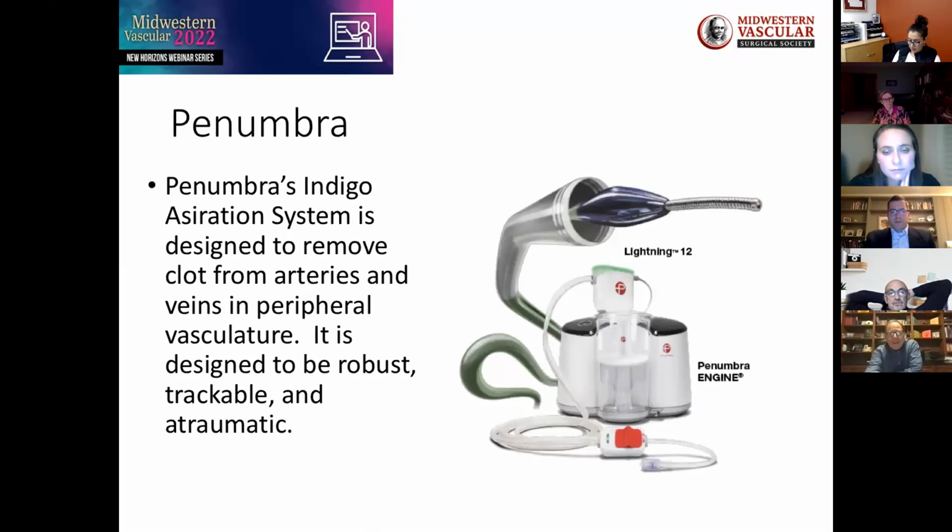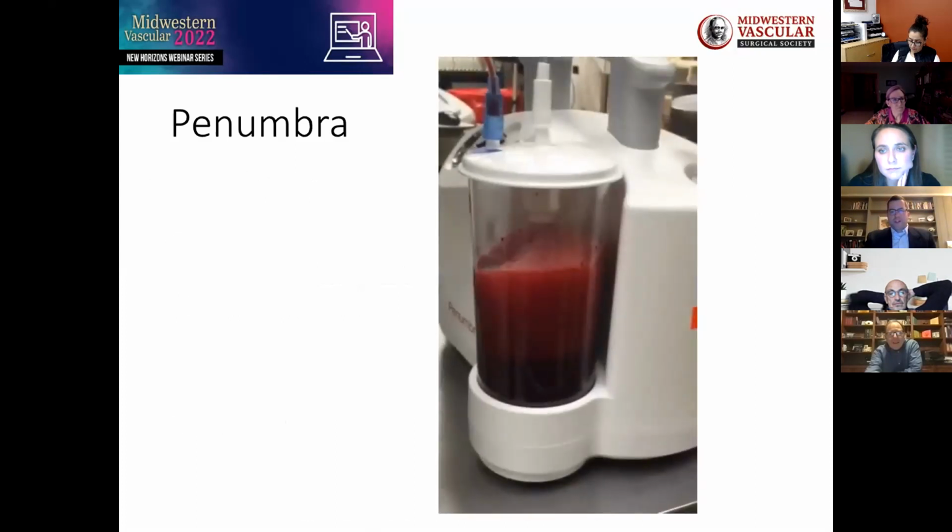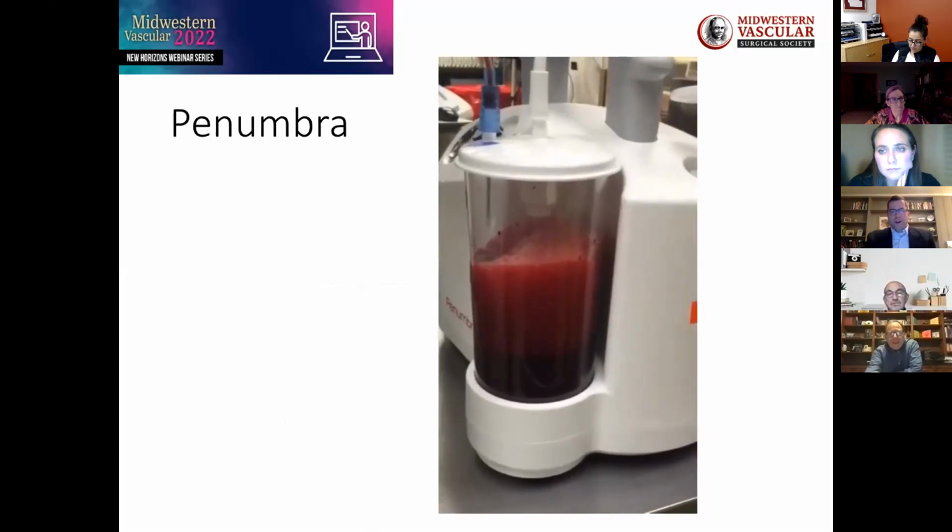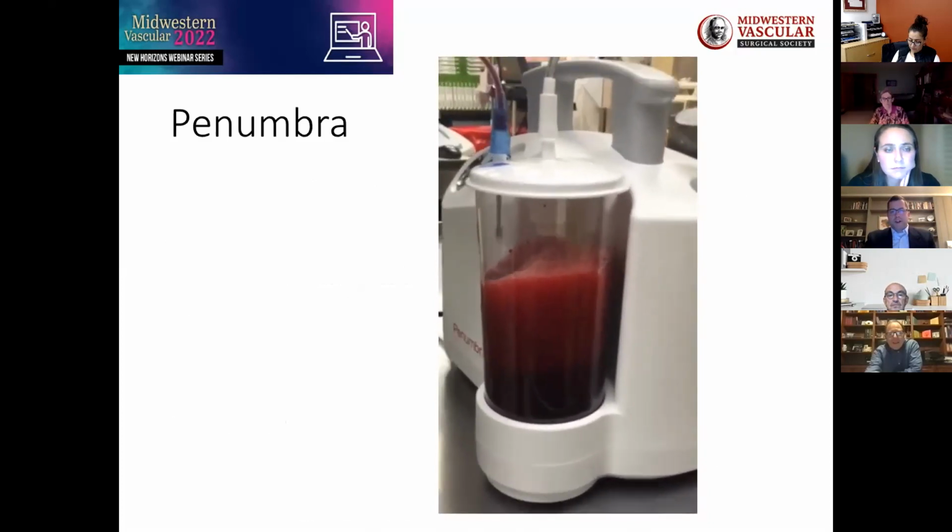Penumbra is another device that we use almost every other day, it feels like these days. It's an aspiration thrombectomy catheter used to remove thrombus from arteries and veins. It's robust, trackable, and is atraumatic. Originally, the Penumbra engine was always on continuous aspiration, which could lead to increased blood loss.